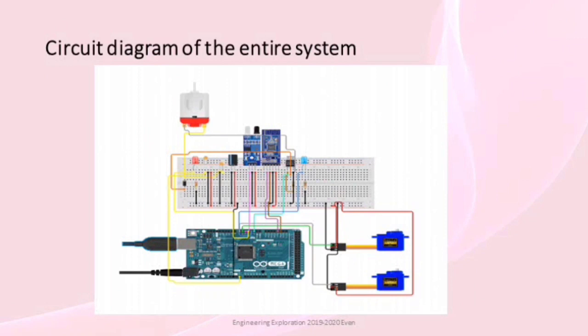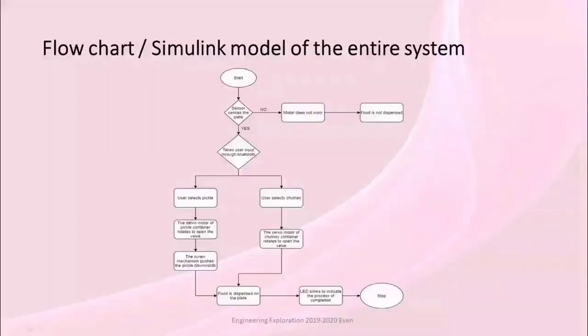This is the circuit diagram of our entire model. You can see that there is an IR sensor which senses the plate. There is a Bluetooth module which will take the user choice of pickle or chutney powder. There are the 2 servo motors which act as valves and serve pickle or chutney powder based on user choice. And lastly there is a DC motor which is used in the screw mechanism which pushes the pickle downwards.